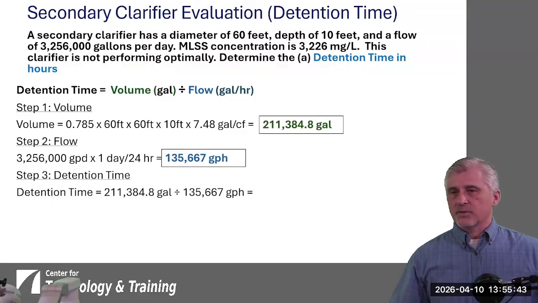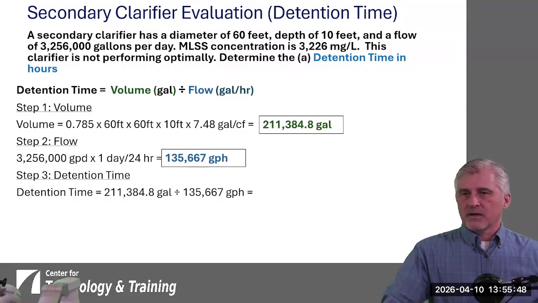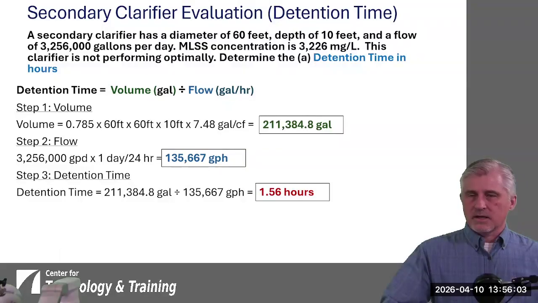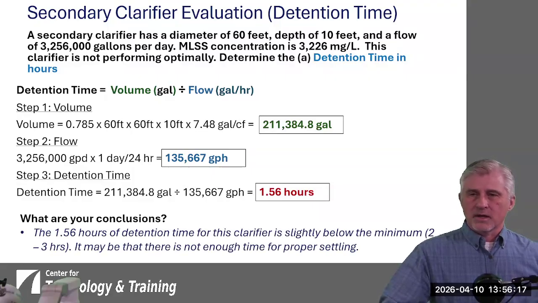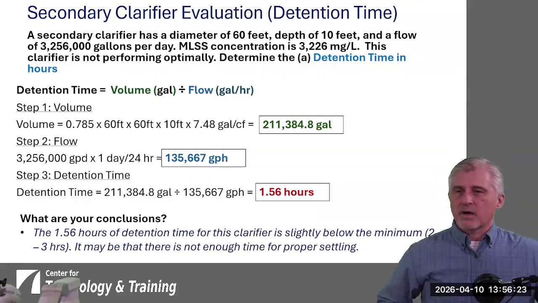And our detention time is going to be taking the number of gallons that we had, and we divide that by the number of gallons per hour. So the total number of gallons by the number of gallons per hour gives us an answer, a detention time of 1.56 hours. So what would be your conclusion on that? Well, our detention time is slightly lower than our minimum. Remember, we want a detention time of between 2 and 3 hours.